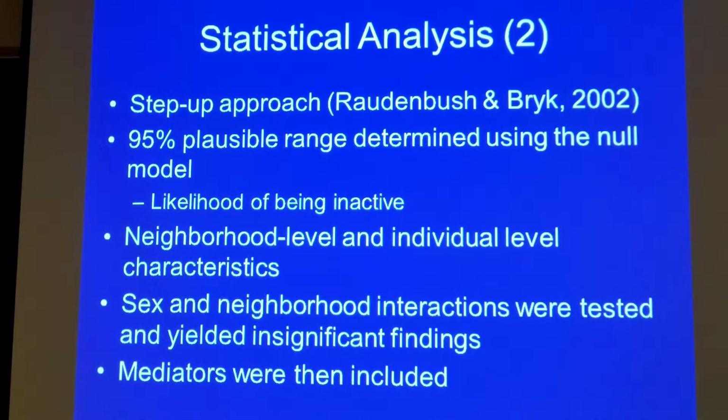I used a step-up approach based on Raudenbush and Bryk. So the first model is the null model, from which the 95% plausible value range is determined. The null model only includes the outcome, which is likelihood of being inactive. Then I include the neighborhood level and individual level characteristics. Then I tested sex and neighborhood interactions, and insignificant findings were found, so I'm not going to report these findings here. And then I included the mediators.